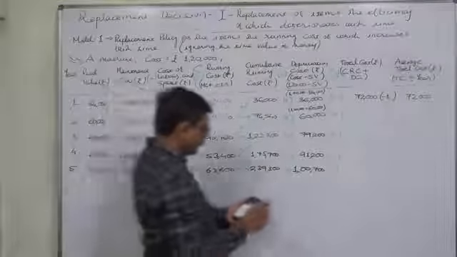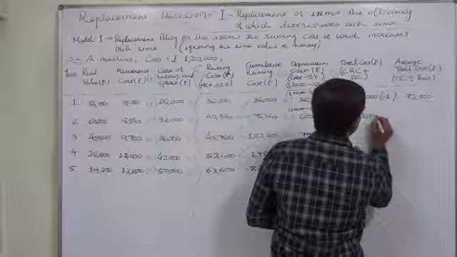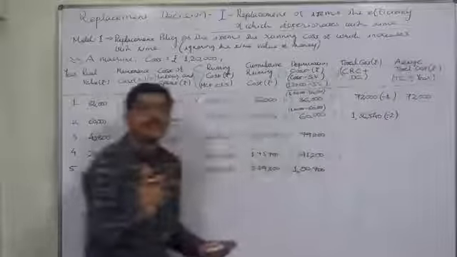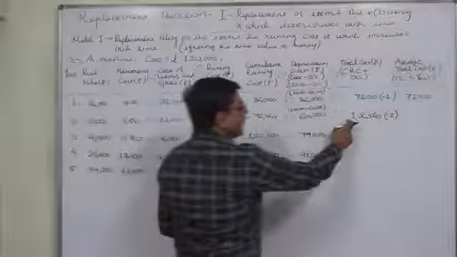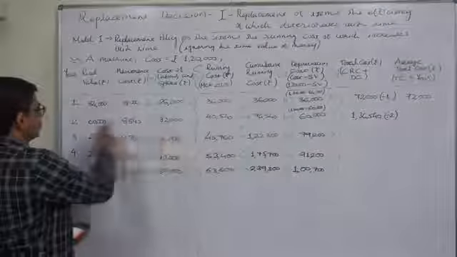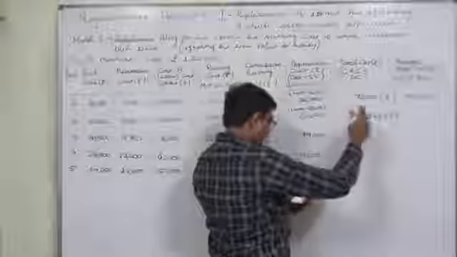76,540. So it is 1,36,540. But this is after using the machine for 2 years. So it should be spread over 2 years. So we are going to divide it by 2 years, because this is the total cost of using the machine for 2 years.